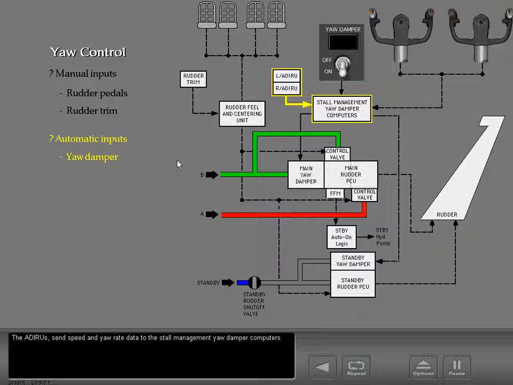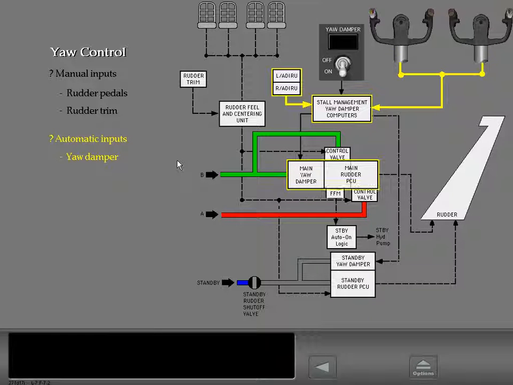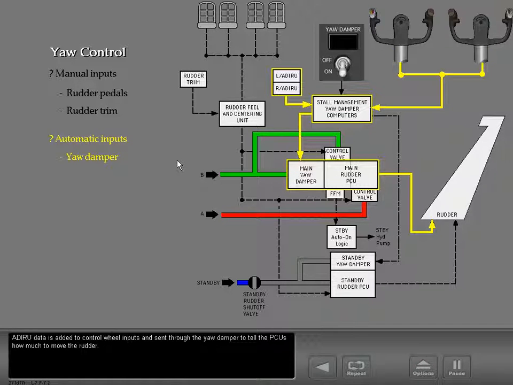The ADIRUs send speed and yaw rate data to the stall management yaw damper computers. ADIRU data is added to control wheel inputs and sent through the yaw damper to tell the PCUs how much to move the rudder.